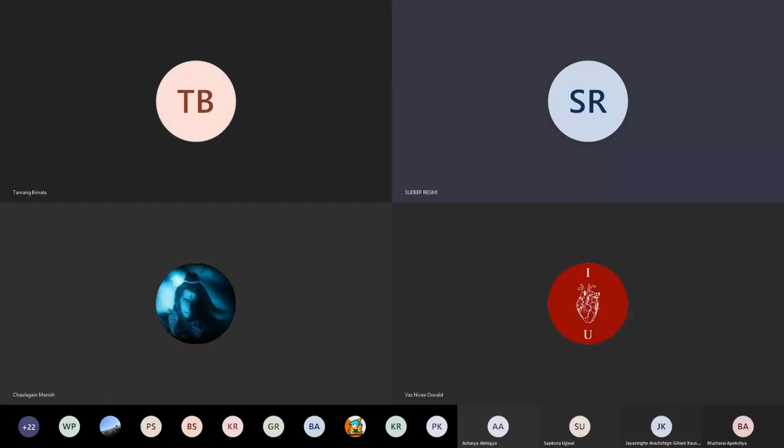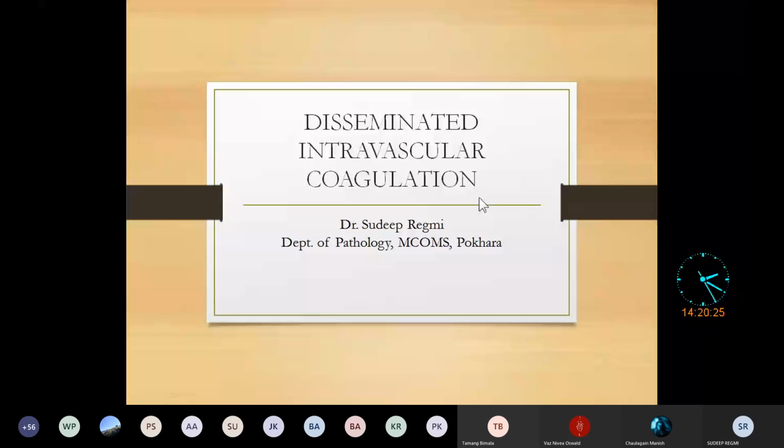The bleeding disorders, and today's topic is disseminated intravascular coagulation. By name itself, there are three things. One is disseminated, means widespread or involving many parts of the body. Intravascular means in the vessel. Coagulation means formation of thrombi. So by name itself, it says that there will be widespread thrombi formation in the circulation.